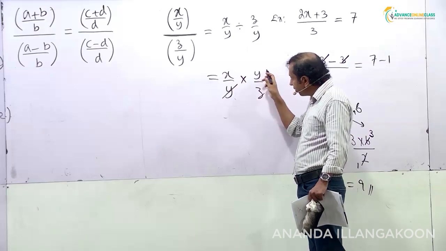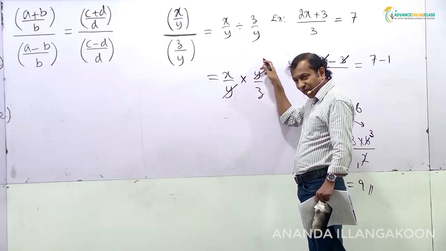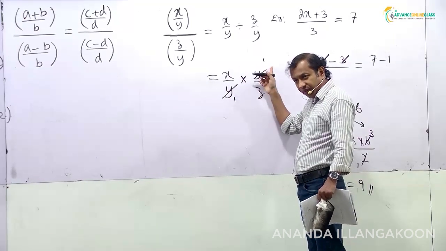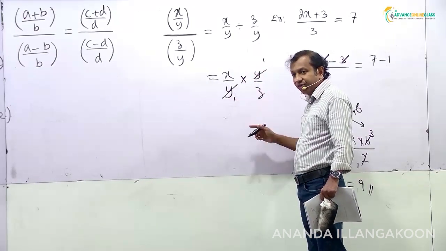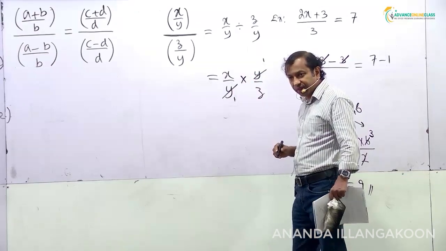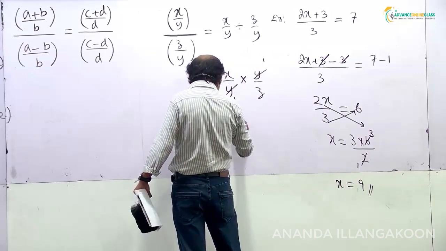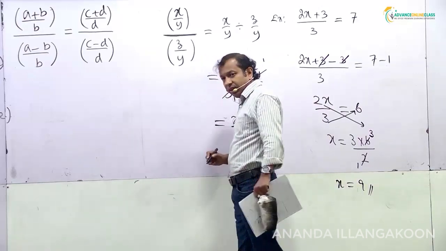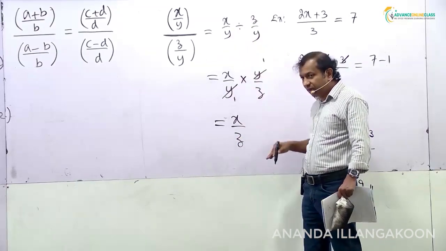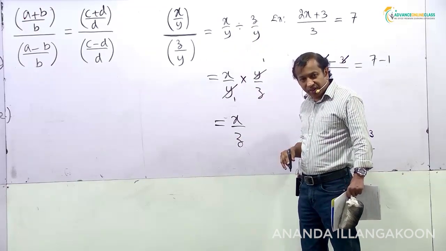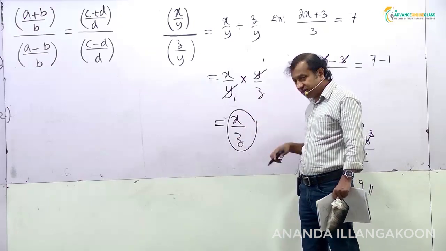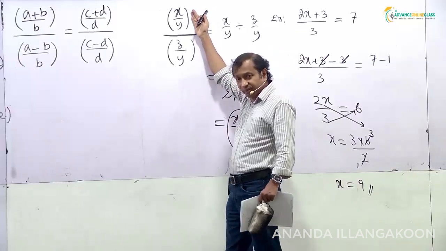This y can be cancelled down with this y. What do you get there? 1. And here, 1. Now what we do? The numerators we multiply, denominators we multiply. There is the final answer. X into 1 is x. 1 into z is z. X upon z we get. This is the answer. Now, without going this way, people, can you tell me a direct method to take this x upon z answer by the very first step itself?